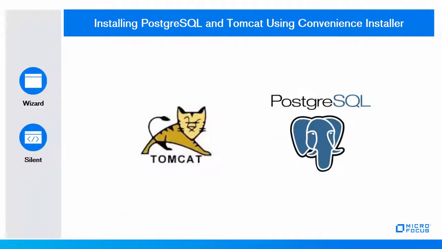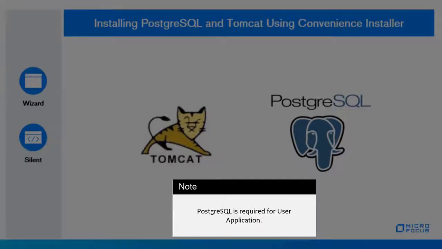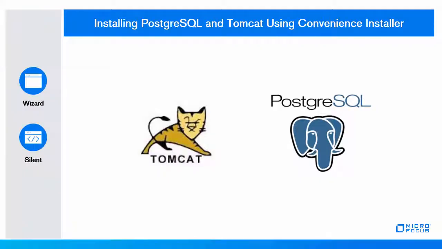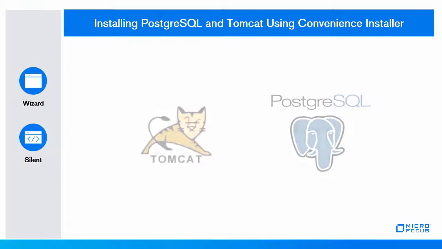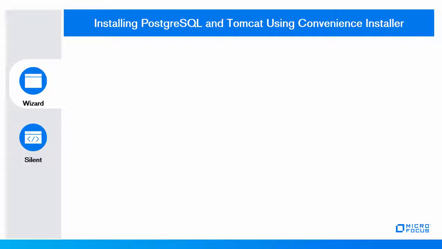To install PostgreSQL and Tomcat, use the convenience installer that NetIQ ships with the 4.5 installation package. PostgreSQL is required for the user application. In this example, we are selecting to install both the applications. You can install them using the wizard or perform a silent installation.